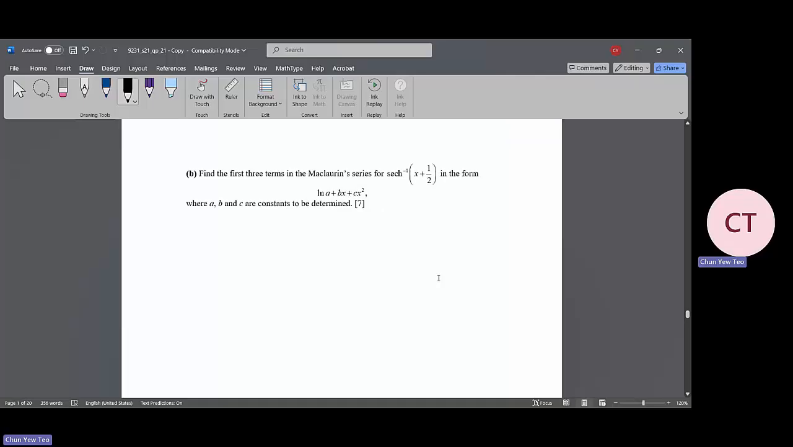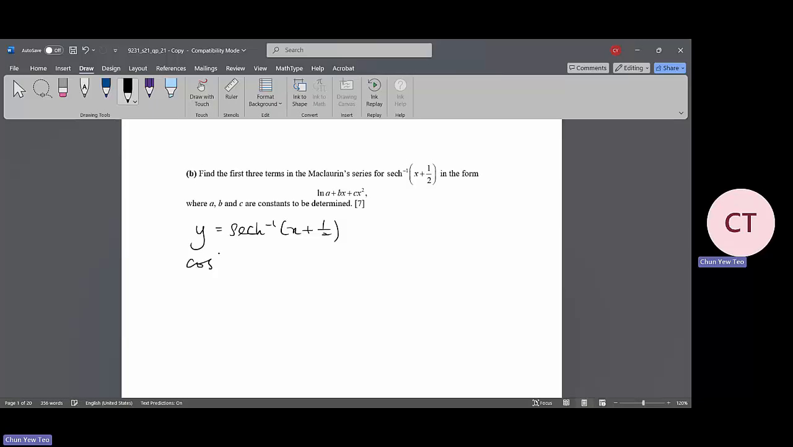Part B is to find the first three terms of the Maclaurin series for the function in the form of ln a plus bx plus cx squared, where a, b, c are constants to be determined. So what we need to do over here is we start from here. To make our process easier, we will just repeat whatever we have done earlier. Actually, we can straight away copy the result in part A.